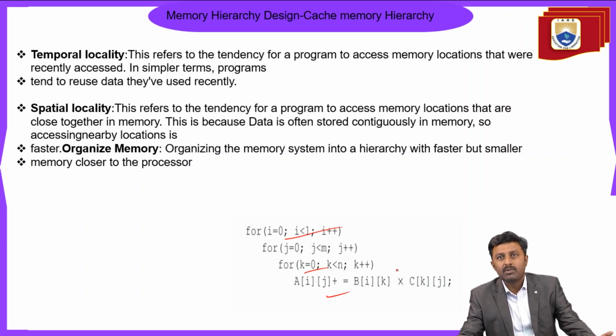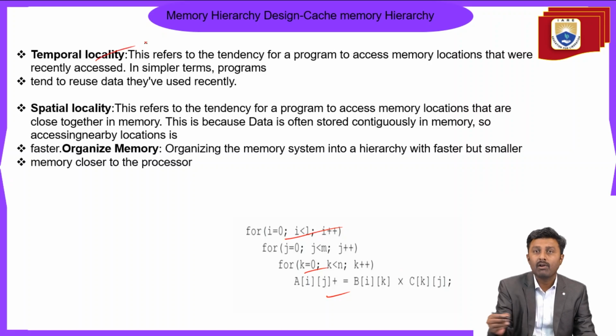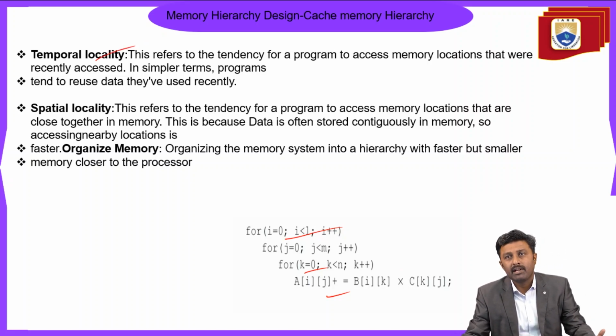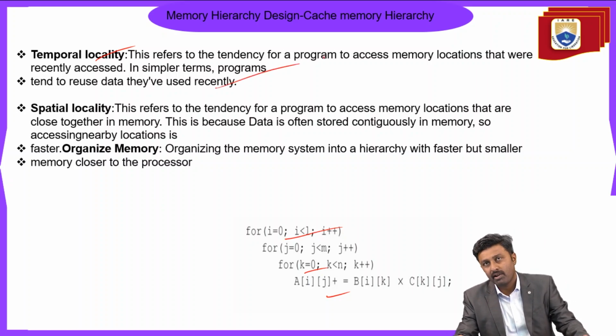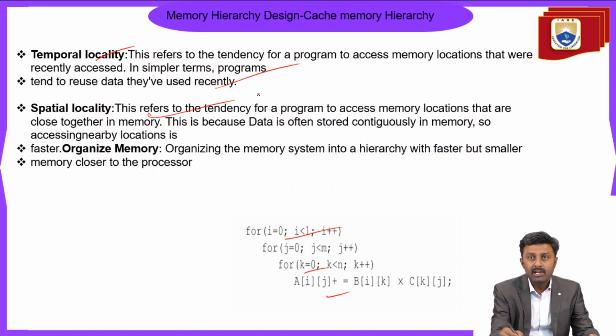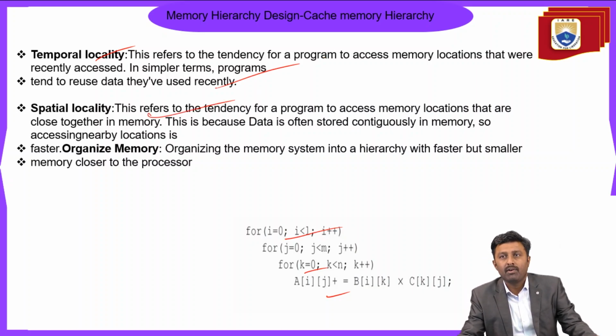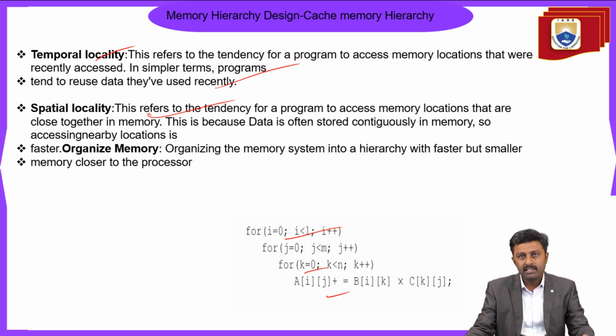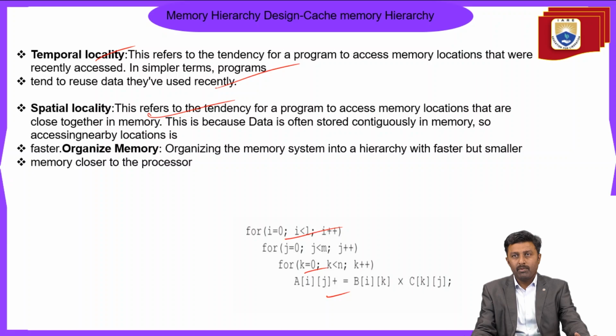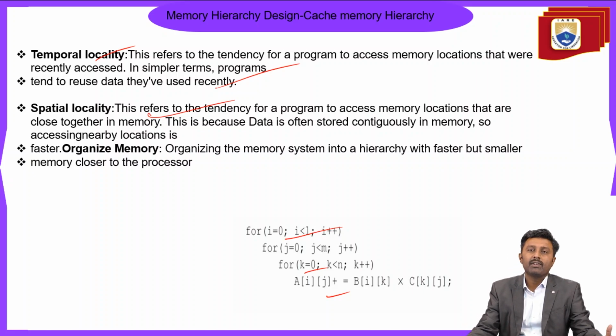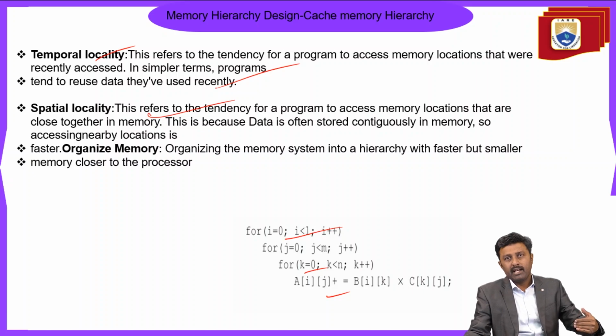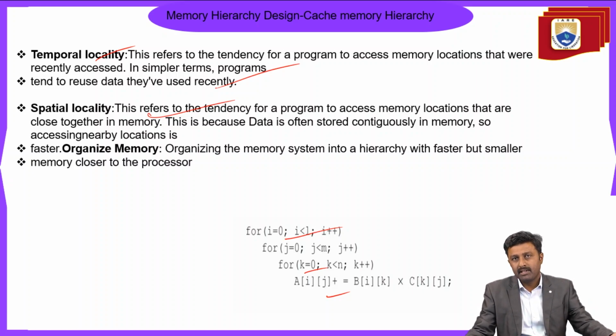There are basically two types of locality. That is temporal locality, which refers to the tendency of a program to access memory locations that were recently accessed. In simple terms, it tends to reuse the data that have been used recently. And there is spatial locality, a tendency for a program to access memory locations that are close together in memory. This is because the data is often stored in the memory so that it will access the nearby locations.